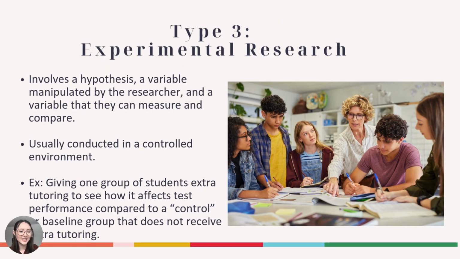Another type of research is experimental research. This involves a hypothesis, a variable manipulated by the researcher, and a variable that they can measure and compare. This is usually conducted in a controlled environment, and one example of this would be giving one group of students extra tutoring to see how it affects their performance compared to a control baseline group that does not receive extra tutoring.